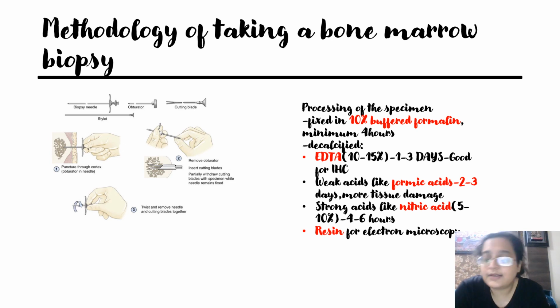Then for specimens which need to go for electron microscopic examination, very rare, but supposing you are doing a project or you want to see some features of a storage disorder in the bone marrow, then you can go for a resin process to embed it. So these are the basic processes of decalcification, which you should know as PGs as well as if you're practicing.